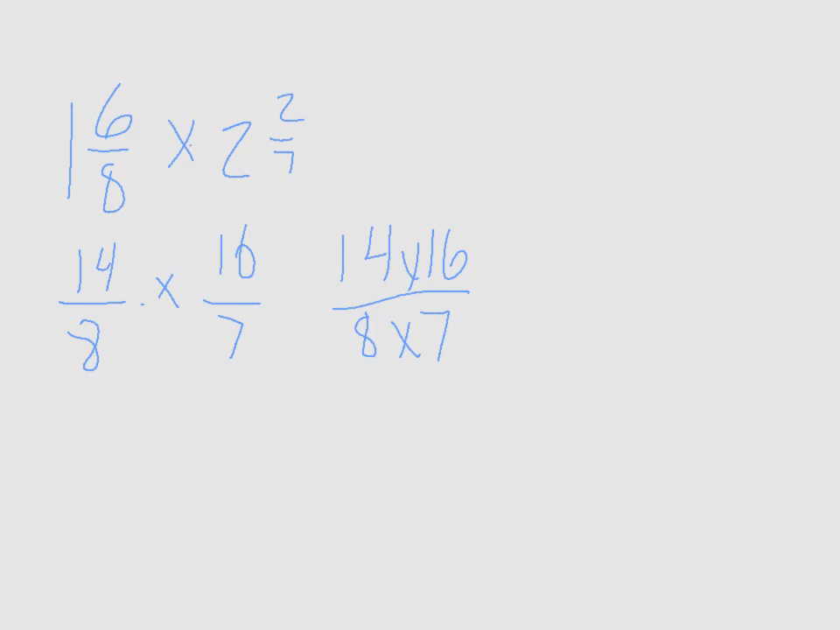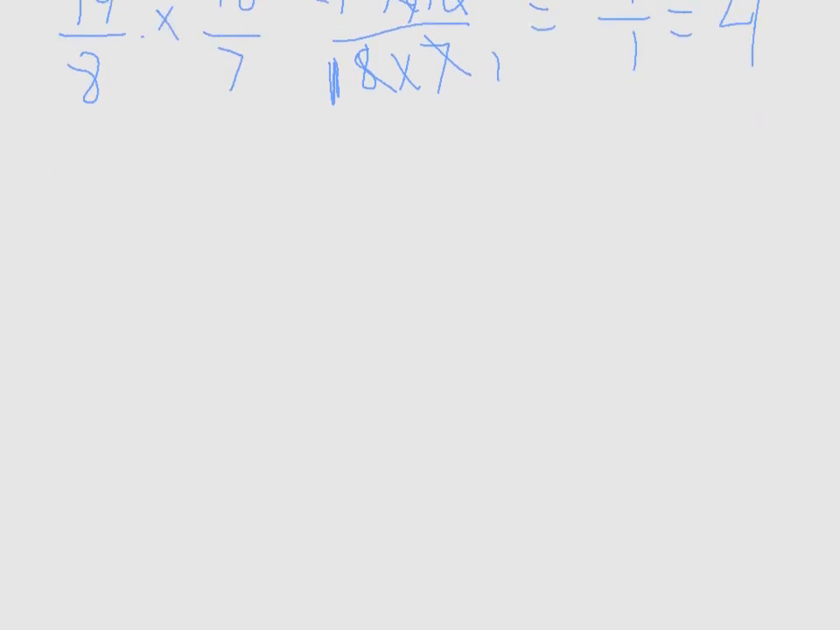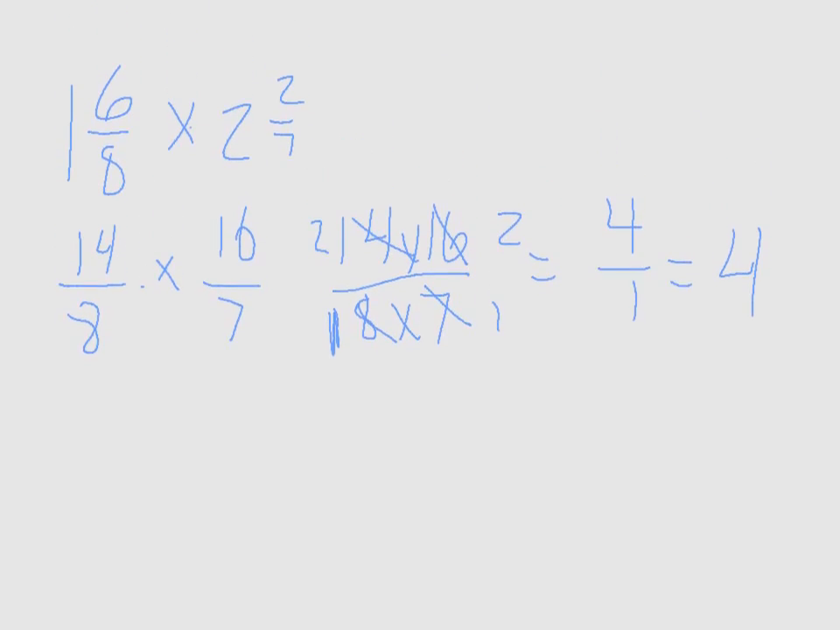And I see a lot of things that we can reduce here. So 16 and 8 reduced by 8, so that's a 2 and that's a 1. And 14 and 7 reduced by 7, so that's a 2 and that's a 1. So I get 2 times 2 is 4 over 1. 4 over 1 turns into 4. Wow. I didn't even do that on purpose, but look at how nice that turned out for us.